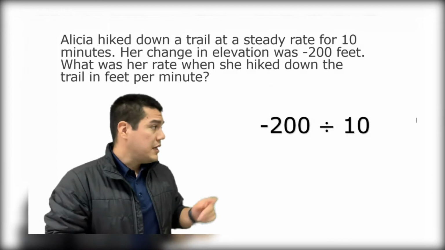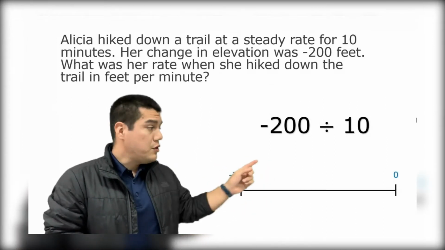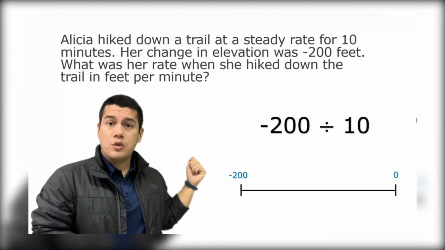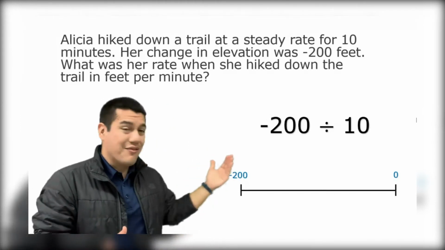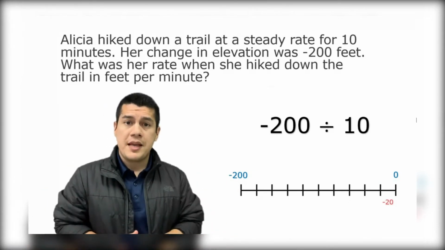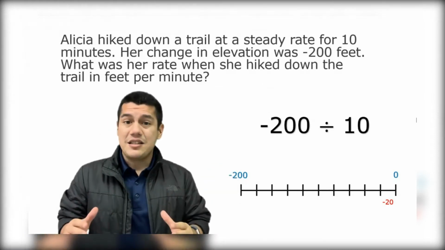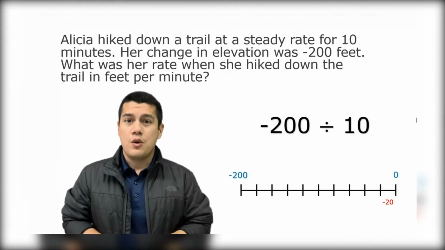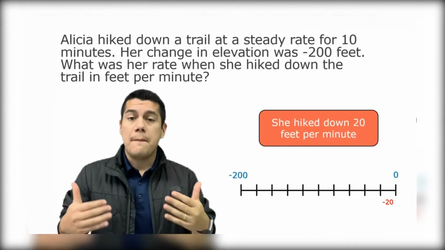Now, in order for us to be dividing this with a concrete model, we're going to be using a number line. And we have from 0 all the way to negative 200. Now, the only thing that we need to do is just divide that number line into 10 equal spaces. And then we realize that each of these spaces needs to be equal to negative 20. So my answer will be she hiked negative 20 feet per minute.